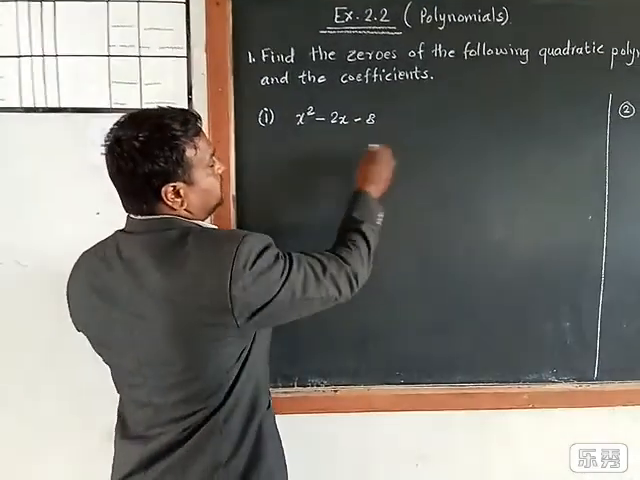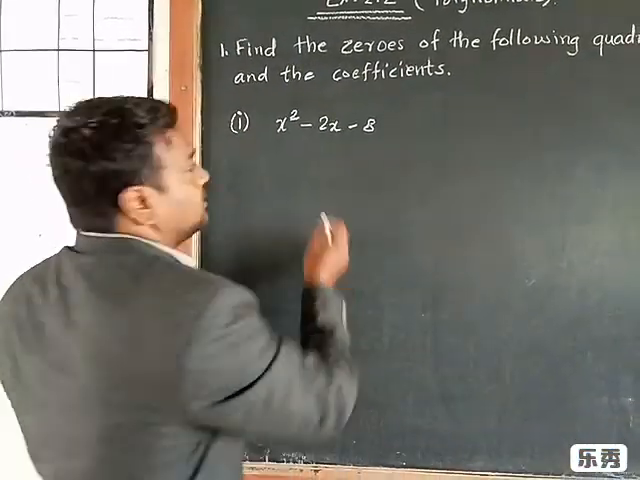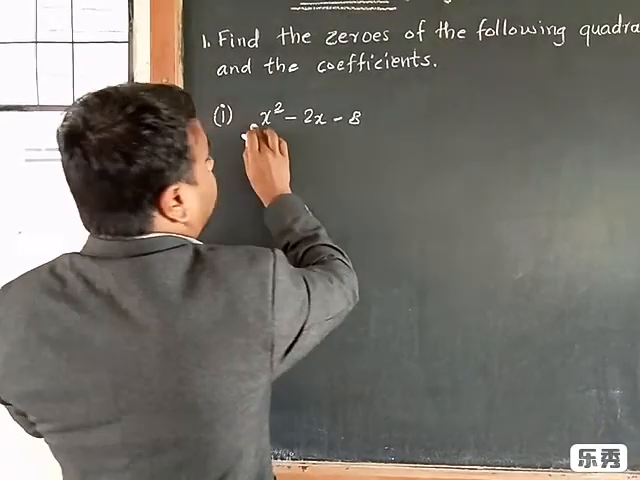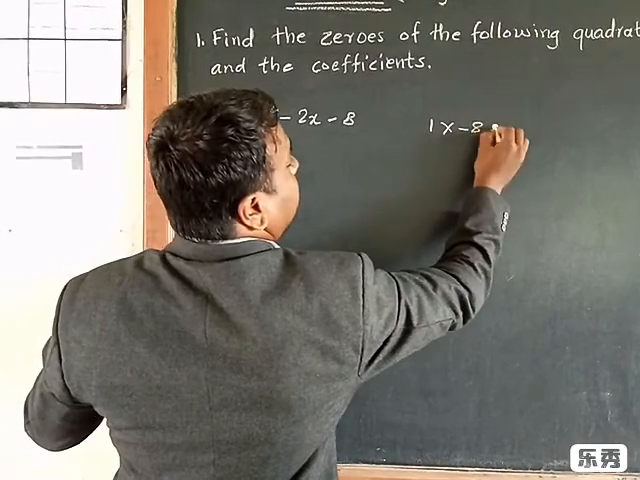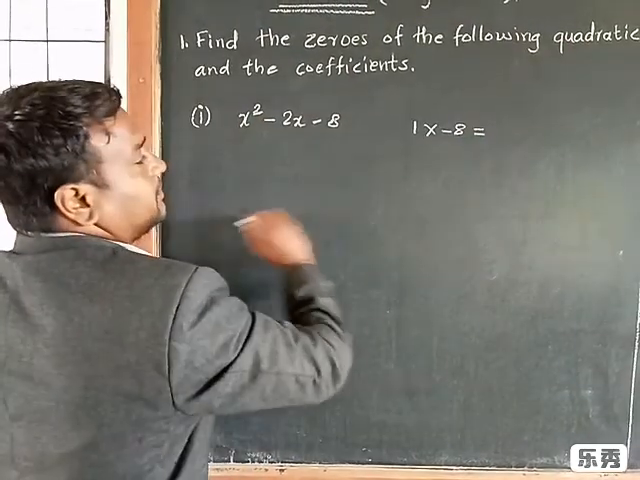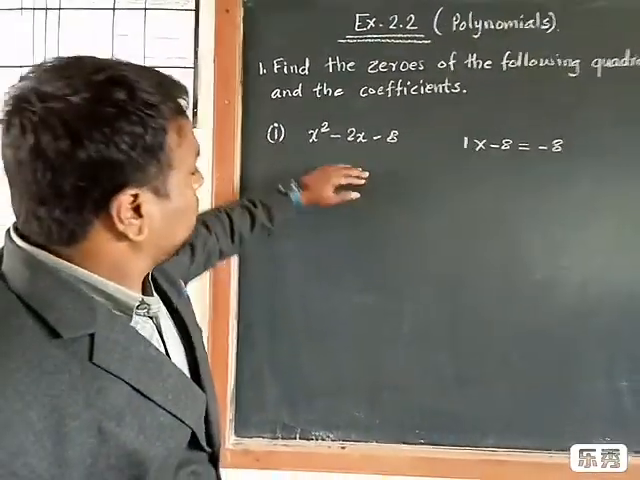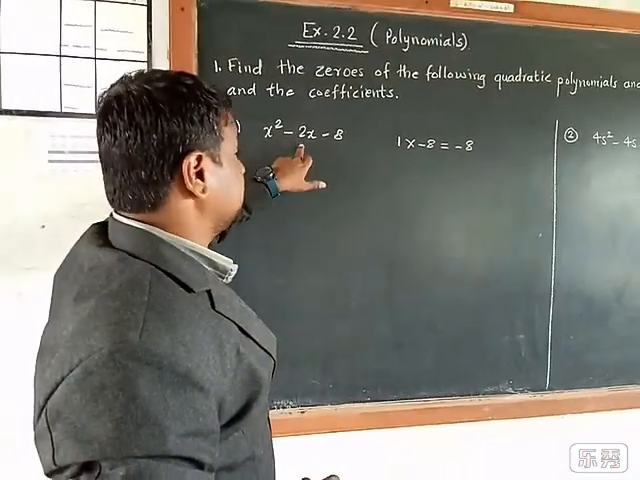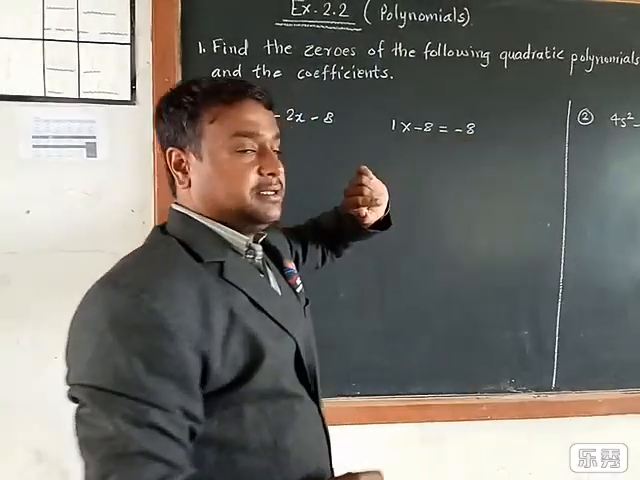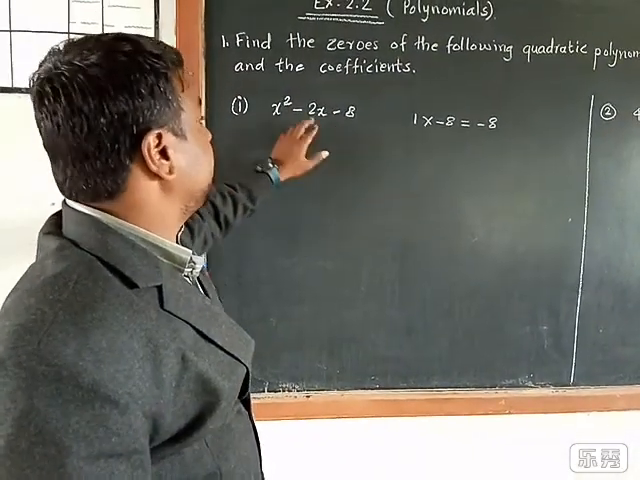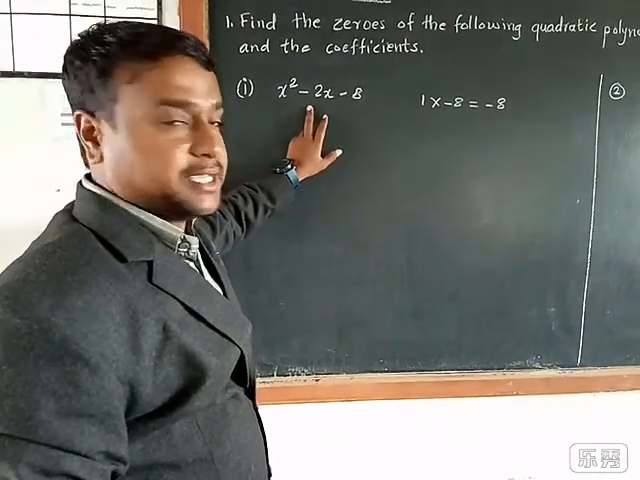So what can we do? Let's try the splitting middle term method here. First take the coefficient of x square, which is 1, into the constant term, which is minus 8. So its multiplication will be minus 8. We have to split the middle term such that the multiplication should be minus 8, but the addition or subtraction should give minus 2x.